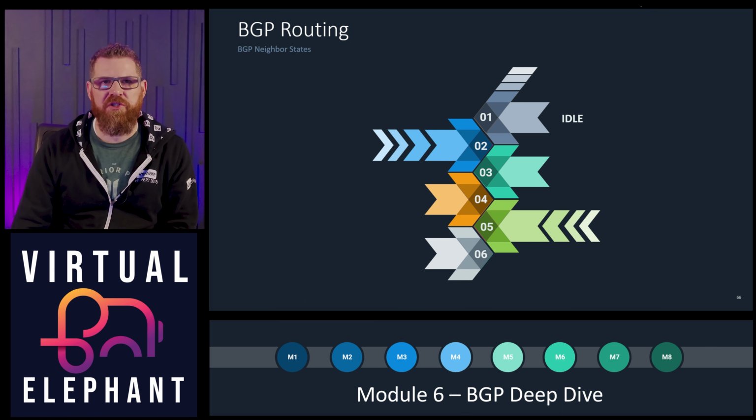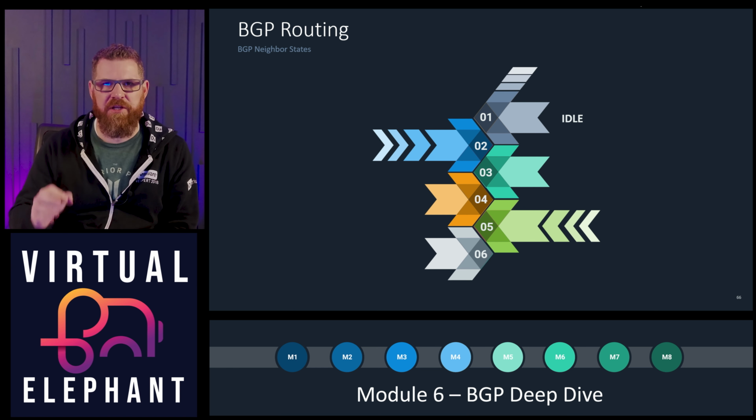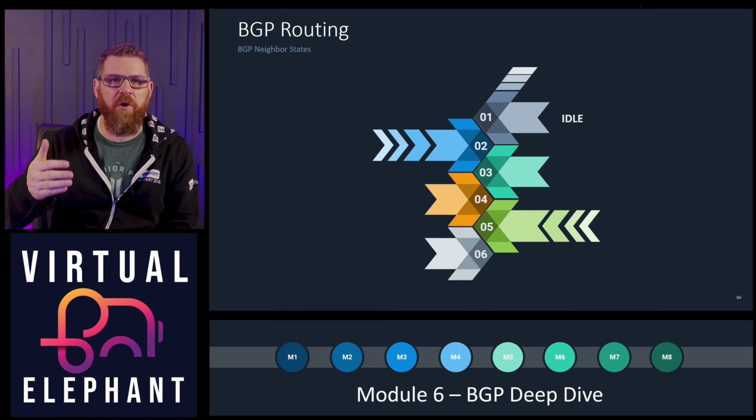Now, as we go through the 6 states on the slide, let's start with the first state, which is the idle state. This is going to be that initial state when no BGP session has actually been established. In this state, the BGP router is waiting for the configured neighbor's router ID or IP address. So this could be that you've configured the first router for BGP, but you haven't yet configured the second router for it to know about its new neighbor. And so one of them will be in that idle state.